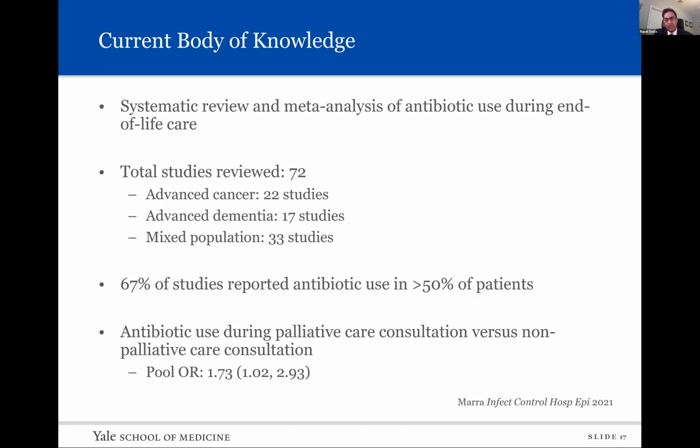So what is the current body of knowledge in this area? Last year, a systematic review and meta-analysis was published in the official journal of the Society of Healthcare Epidemiology that looked at antibiotic use during end-of-life care. This review included 72 studies. A good proportion were from the two key populations I mentioned, advanced cancer and advanced dementia, and then some half involved mixed populations of these groups. Overall, across all 72 studies, 2/3 reported antibiotic use in over half of patients during end-of-life care. And what's interesting is that in the subset of studies where they can compare antibiotic use with and without palliative care consultation, it was found that antibiotics were more likely to be offered during palliative care consultation versus non-palliative care consultation.